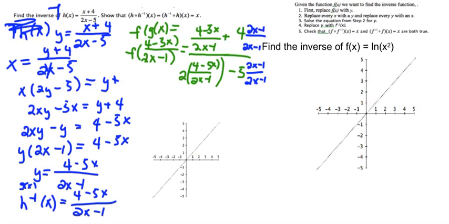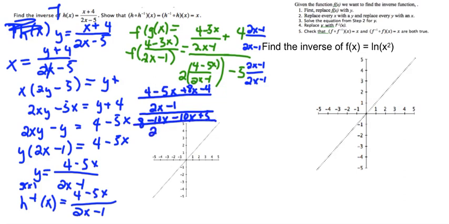I put all those together. After playing with it for a little bit, let's see what I come up with. I had a common denominator: 4 minus 5x plus 8x minus 4 on the top, divided by 2x minus 1. Then over here, if I distribute that, that's 8 minus 10x plus 5, all over 2x minus 1.